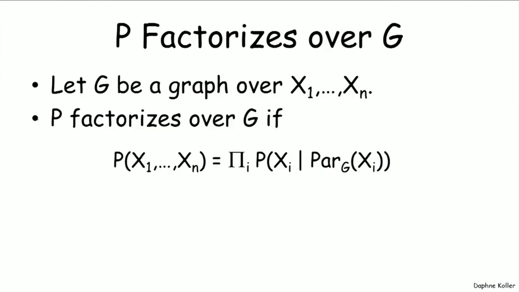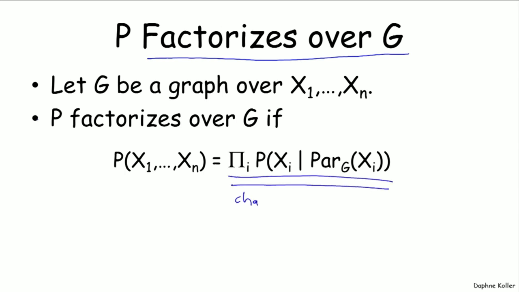So now let's just define a little bit of the terminology that will, again, accompany us later on. We're going to say that a distribution P factorizes over G, meaning we can represent it over the graph G, if we can encode it using the chain rule for Bayesian networks. So a distribution factorizes over a graph G if I can represent it in this way as a product of these conditional probabilities.